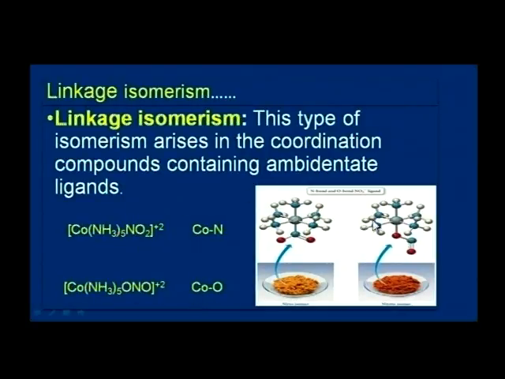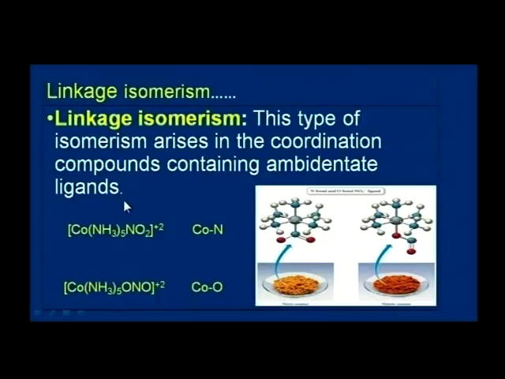In these 2 structures we can observe clearly, friends, here the blue molecules represent nitrogen, and the red molecules represent oxygen. Here also the same thing, blue represents nitrogen and red represents oxygen. Here the blue, that is nitrogen, is bonded with the central metal atom, and here oxygen is bonded with the central metal atom. Due to this small difference in linkage, linkage isomerism arises. Linkage isomerism arises in coordination compounds containing ambident ligands.